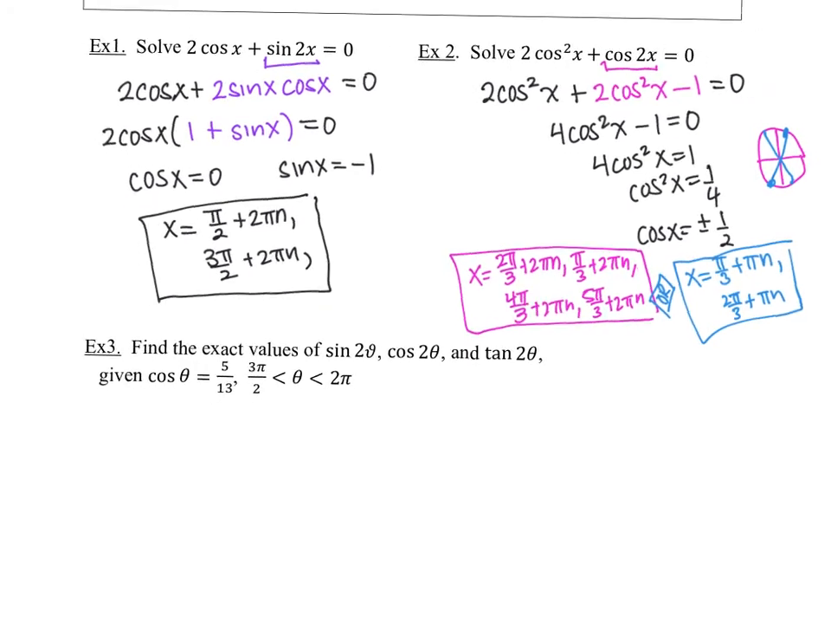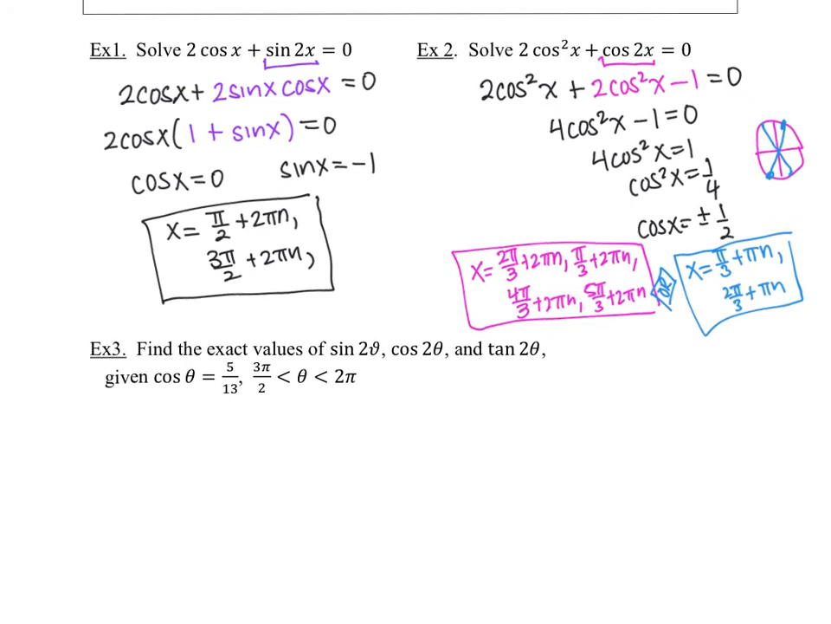Okay, so for example 3, we're going to evaluate sine of 2 theta, cosine 2 theta, and tangent of 2 theta. And they've given me some information, which again is very reminiscent of what we did in chapter 4. They gave me that the cosine of theta is 5 over 13. They tell me theta is from 3 pi over 2 to 2 pi, which means I'm in quadrant 4.